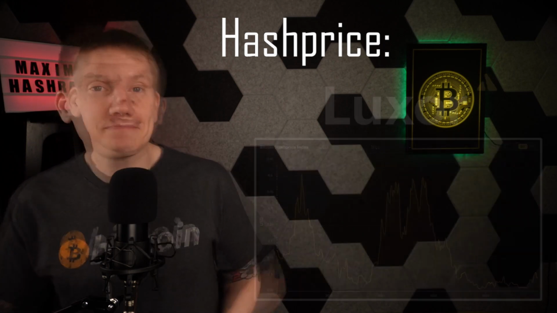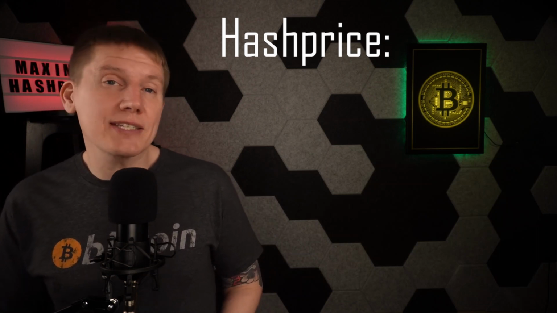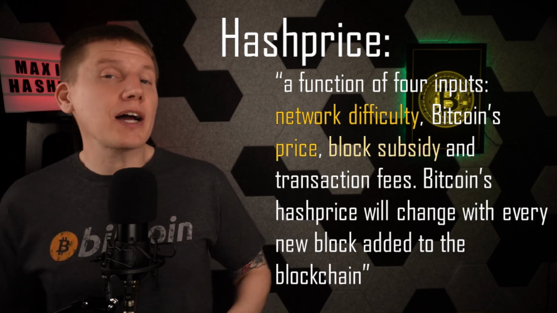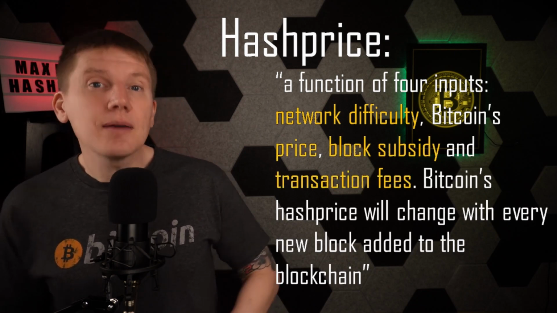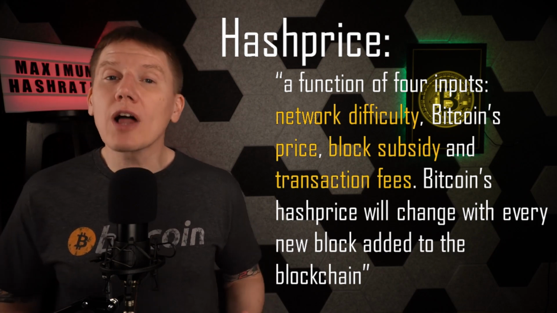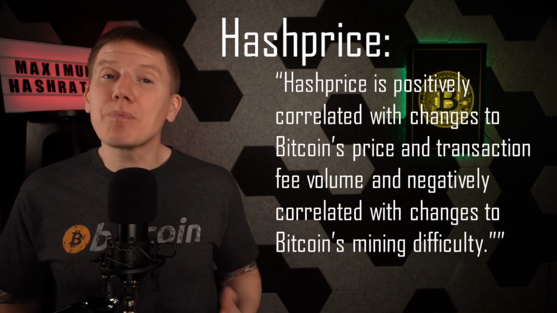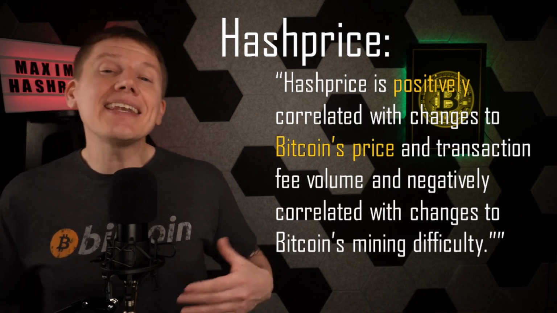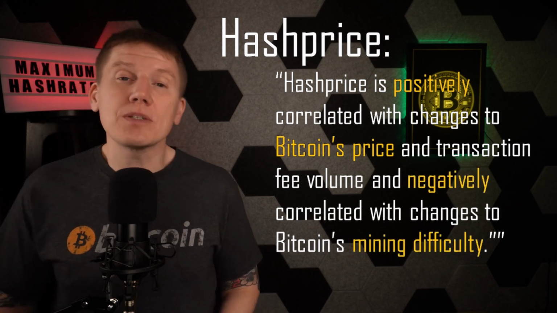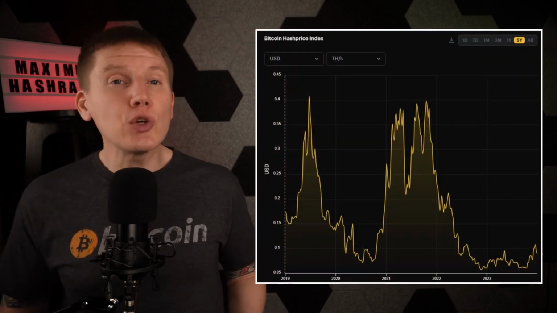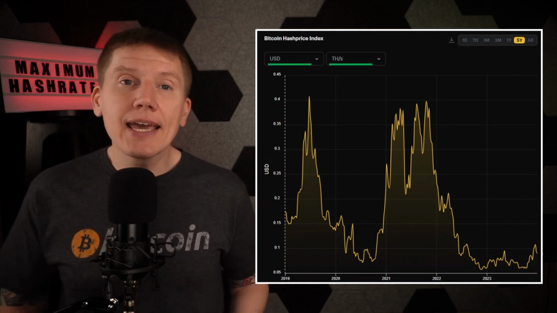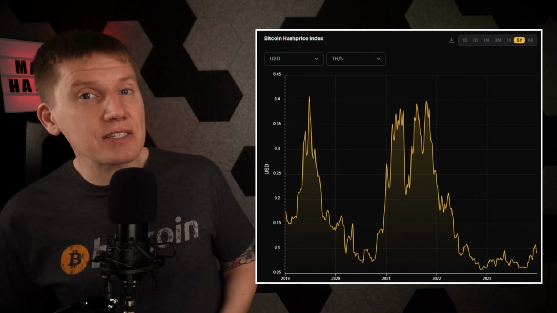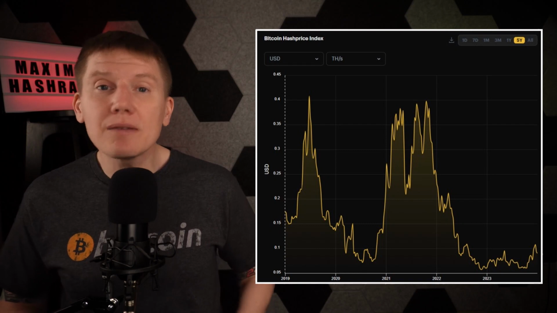this metric is tracked. In their words, Luxor describes hash price as a function of 4 inputs: network difficulty, Bitcoin price, block subsidy, and transaction fees. Bitcoin hash price will change with every new block added to the blockchain. Hash price is positively correlated with changes to Bitcoin's price and transaction fee volume, and negatively correlated with changes to Bitcoin's mining difficulty. Now, hash price has the units of dollars per hash power per day, and so this metric gives you a good idea of what you can expect to earn on a daily basis from a given amount of hash rate generated by your miners.